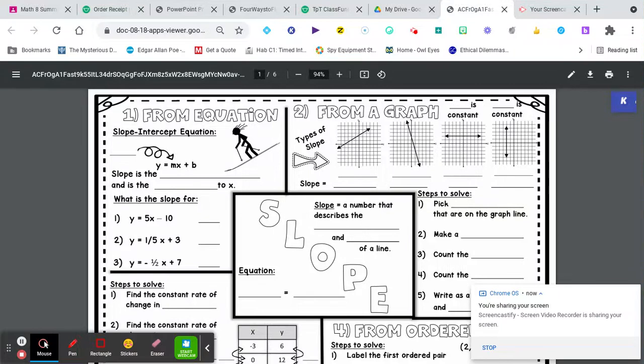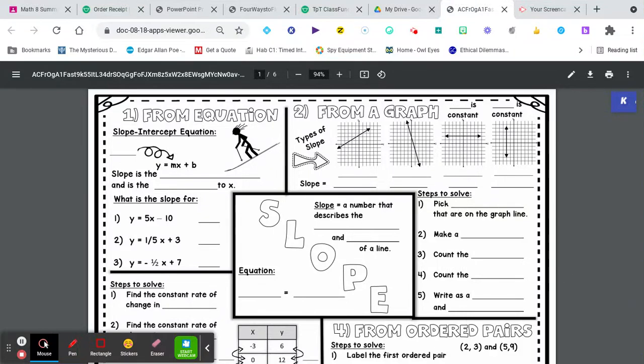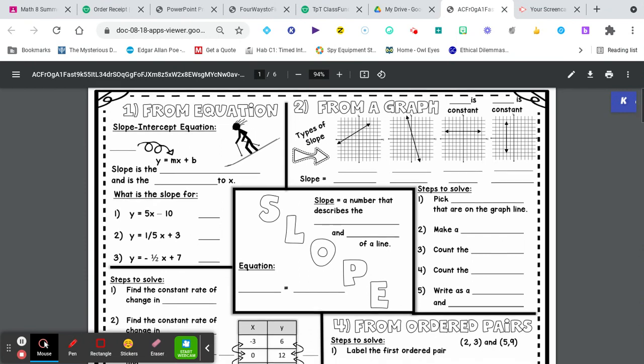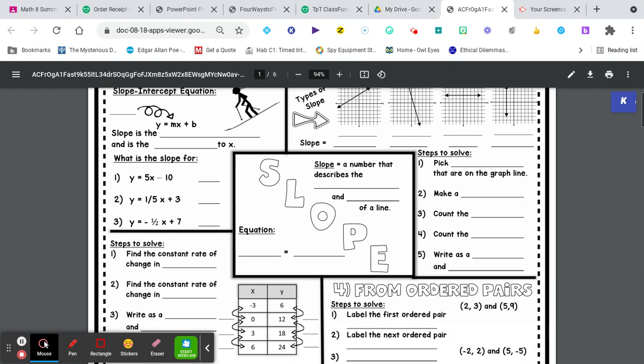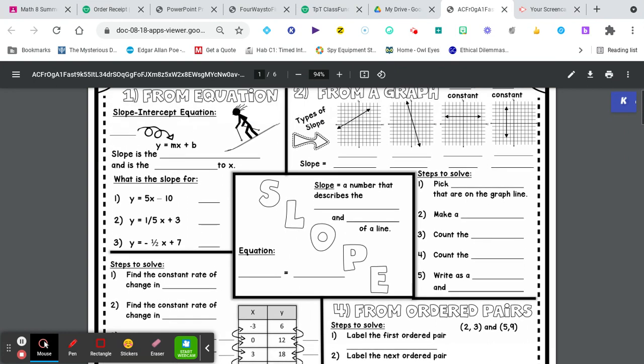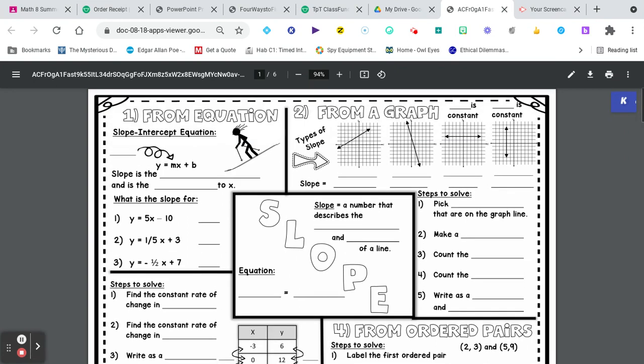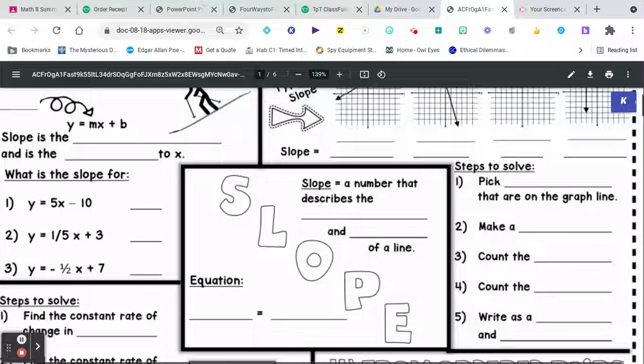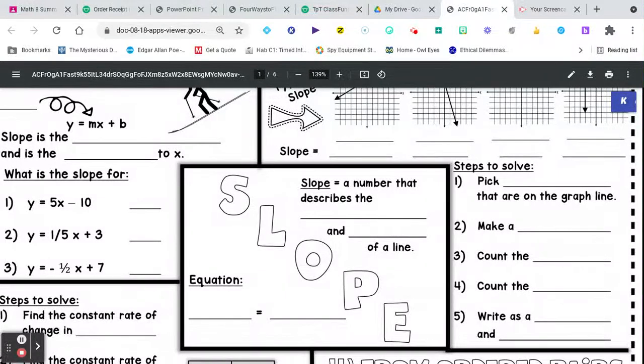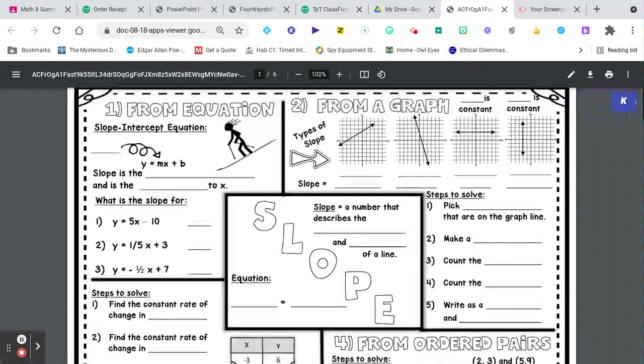All right, so for the lesson for today, we're going to talk about slope, and we're going to look at slope 4 different ways. So we'll look at slope from an equation, slope from a graph, slope from a table of values, and slope from two ordered pairs.